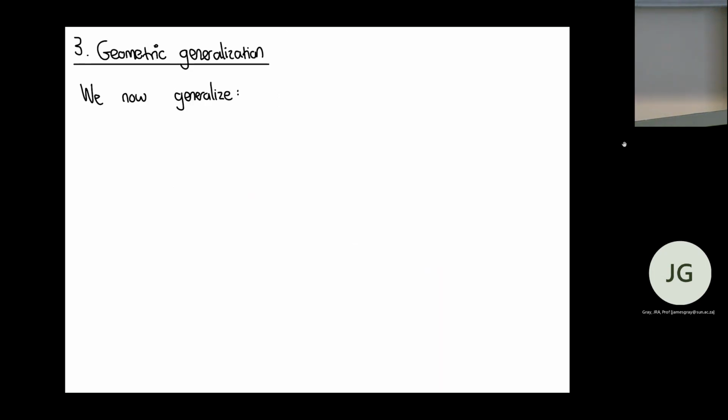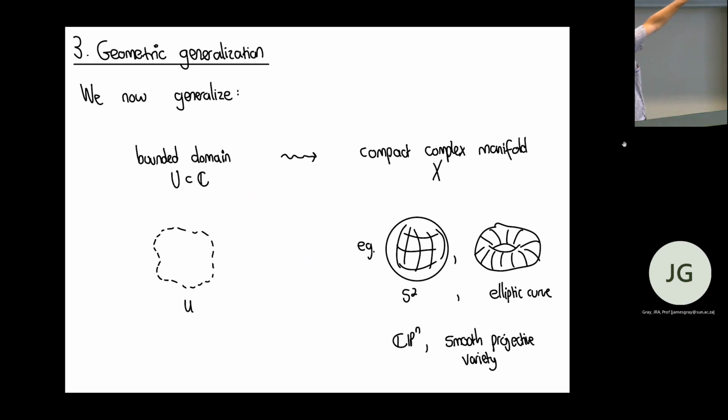And let's now generalize this whole setup to compact manifolds. So this bounded domain, U, is going to be replaced by a compact complex manifold. Okay. It's both more complicated in that it's a manifold, but simpler in that it's a compact space, whereas this is not compact. So the basis functions here, there's only going to be finitely many of them, whereas here there were infinitely many.